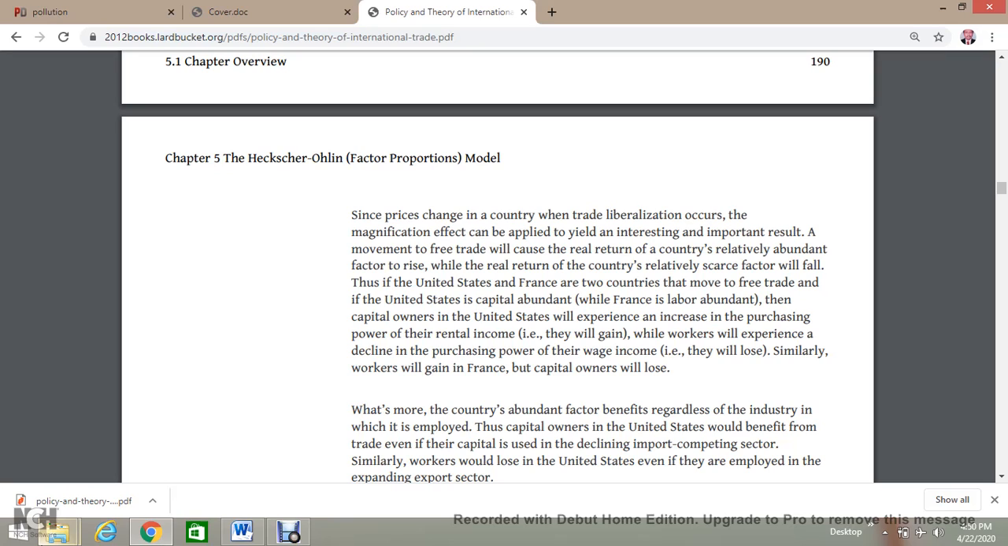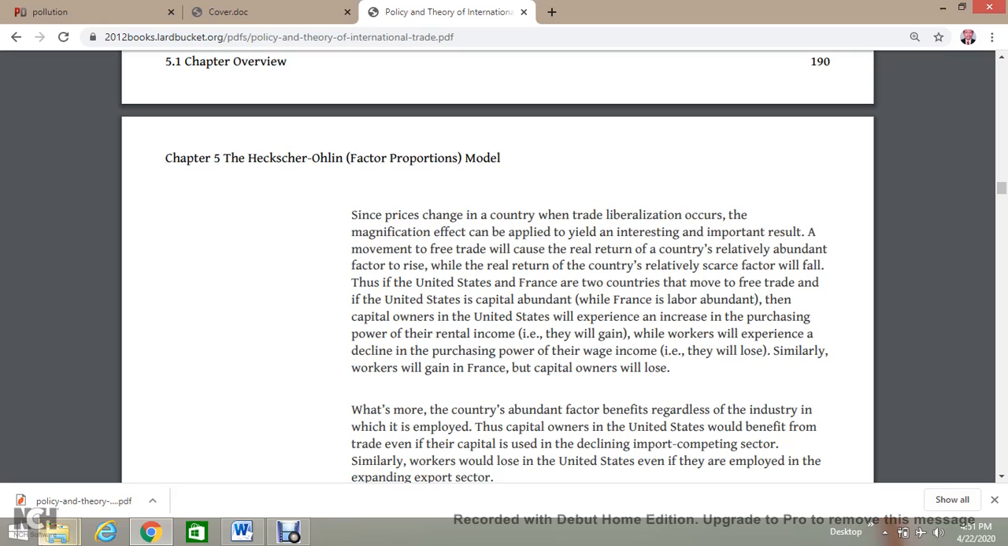If the United States has abundant capital, meaning more capital is available in large quantity, the United States of America will take up the production of those capital abundant goods. Capital intensive goods are manufactured in the United States. Then in France, let us imagine they will take up the production of labor abundant inputs, and labor intensive products are produced in France. Okay.